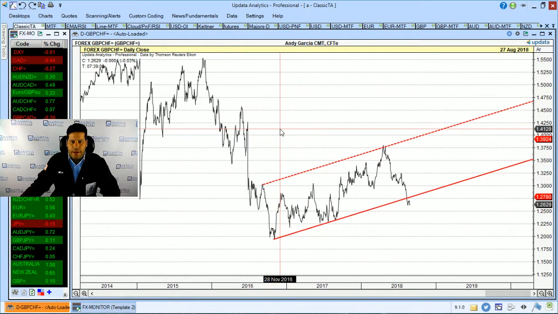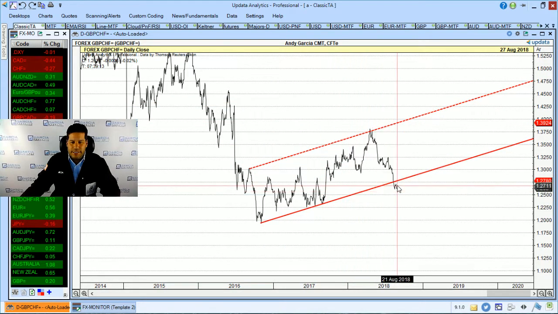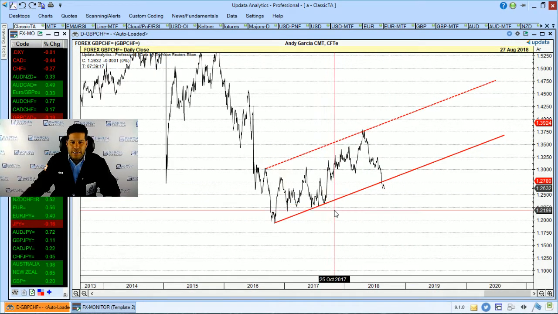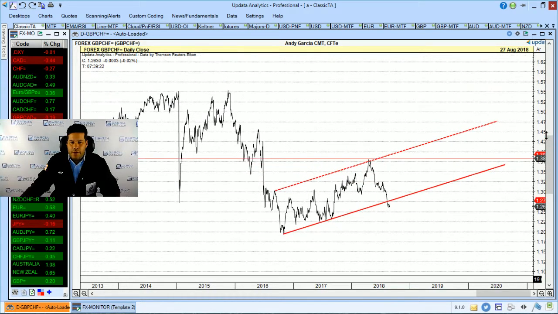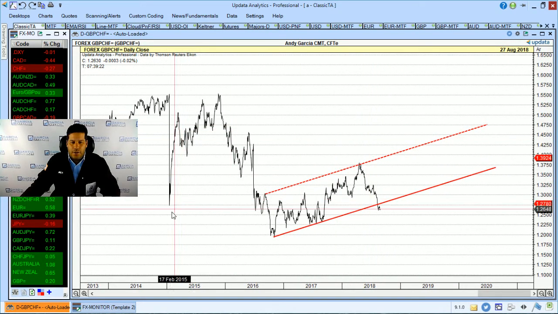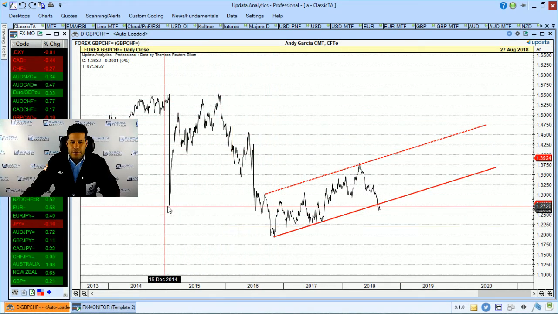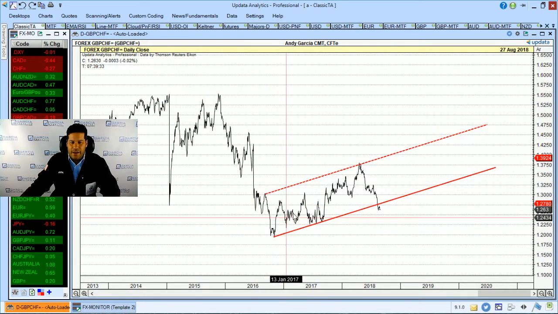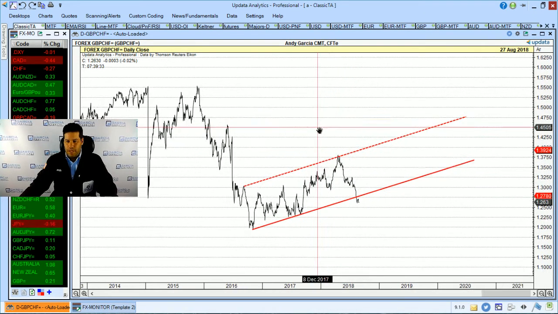This is the pound Swiss. Now the pound Swissy is showing us this breakdown below this rising channel, right? So this is a continuation to the downside. You can see if you zoom out a little bit that going back to 2014, the market bounced up, came down, took out the low from 2015, and ever since it did that, it's been consolidating in a rising channel, which we would consider a bear flag.